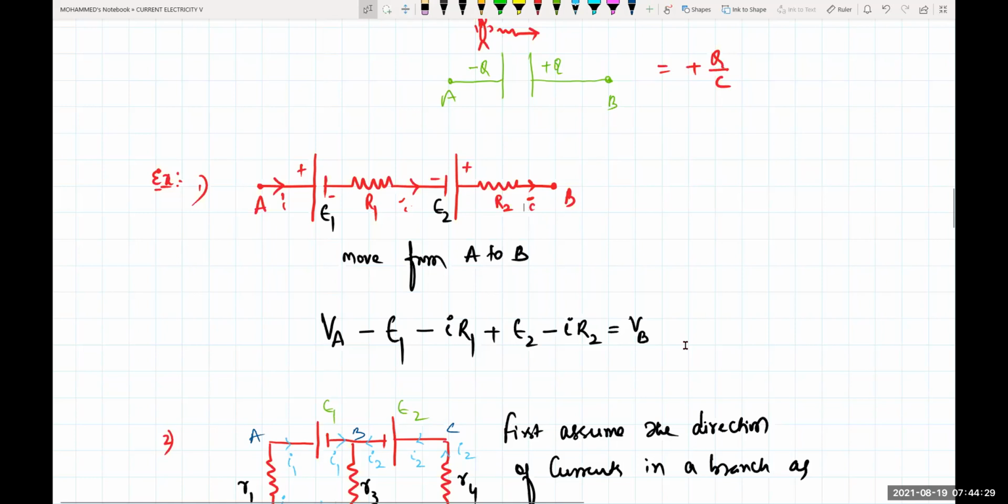I cross this resistor R1 and again I'm going in front. Again a cell comes. I cross the negative and I'm at the positive terminal. So the EMF here will be positive E2. Then again I'm going in the front direction. The resistor comes, I and R2. I'm moving in the same direction as the current, so it is minus I into R2. That will be equal to the potential at point B, VB. Clear?